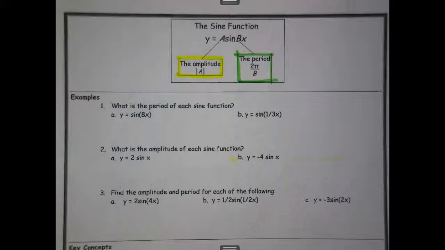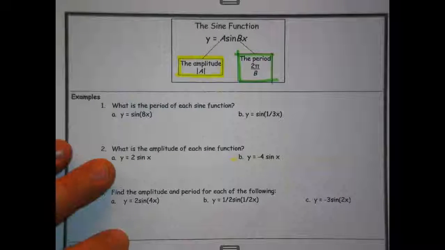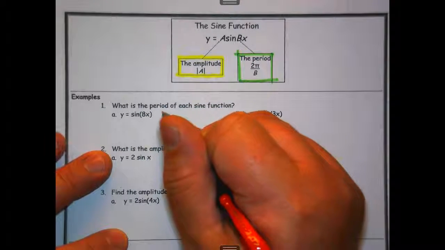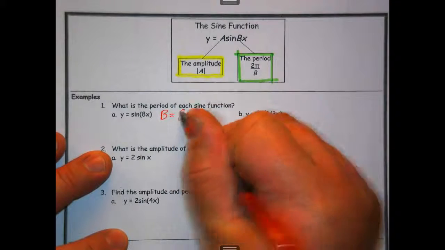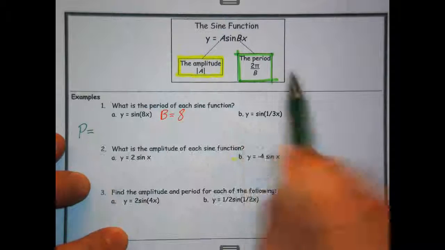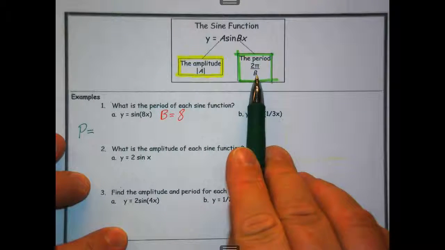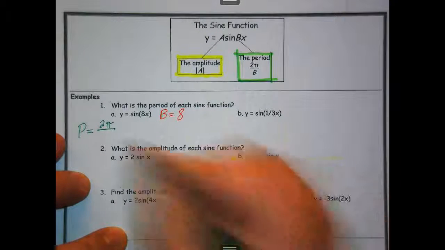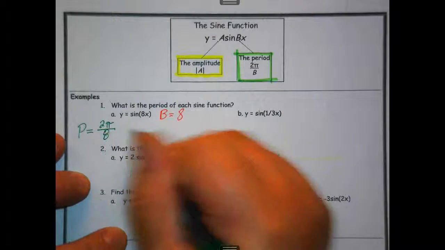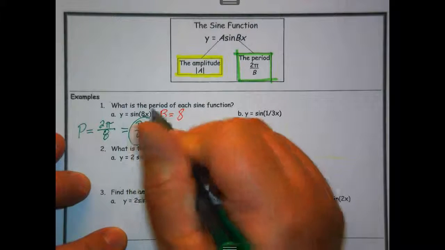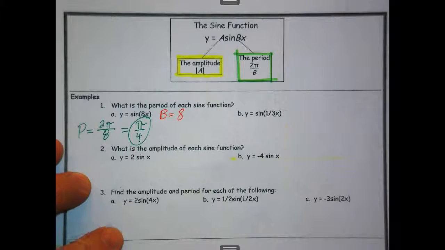Okay, number one. What is the period of each function? So I need the b for each function. What's my b in 1a? That's right, it's 8. And for the period, I take 2 pi divided by b. So 2 pi divided by b, which is 8. Reduce it, I get pi over 4. There's the period for this particular equation.